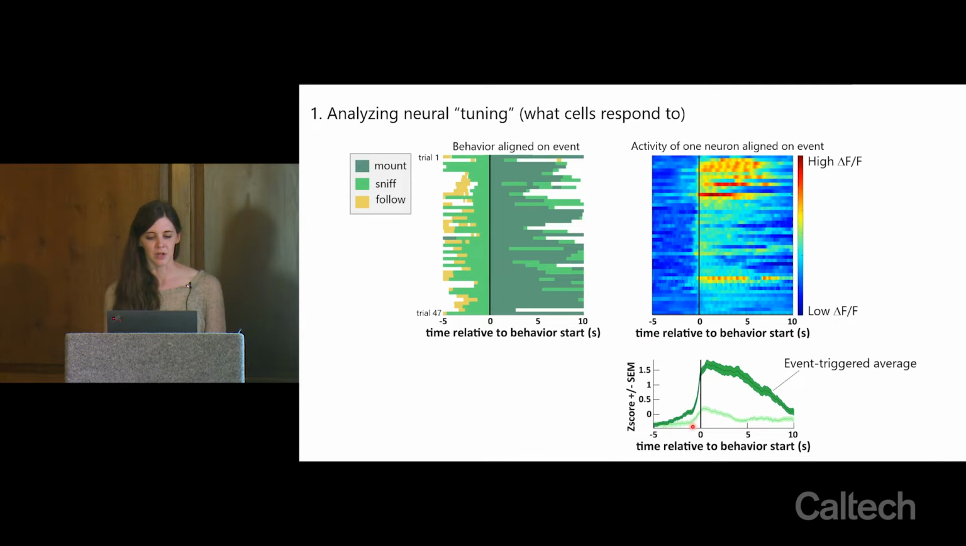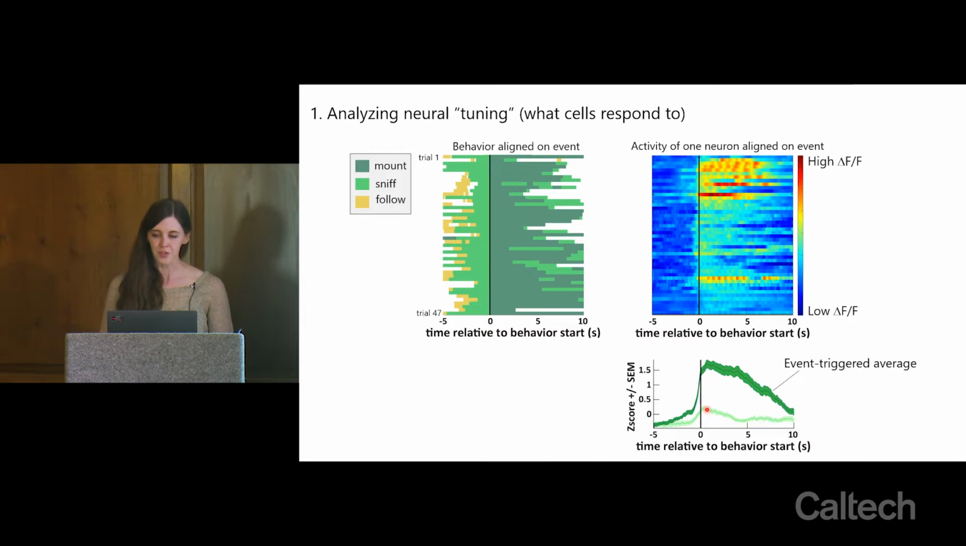Just for example, there's an increase in activity triggered on the onset of sniffing here. That could be that this is a cell that is also modulated by sniffing. It could also mean that it's a cell that's modulated by the distance between the animals, and when the mice are close together, even if they're not sniffing, you would see a similar increase in the activity.